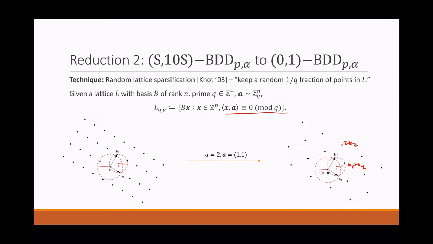So here if we look, there are actually 0 non-zero points lying inside this origin-centered ball. So we've managed to wipe out both of those, but there are actually still 2 points inside the ball centered at T. We've kept both 0 and b1 plus b2. So we've successfully reduced to 0,1 BDD.